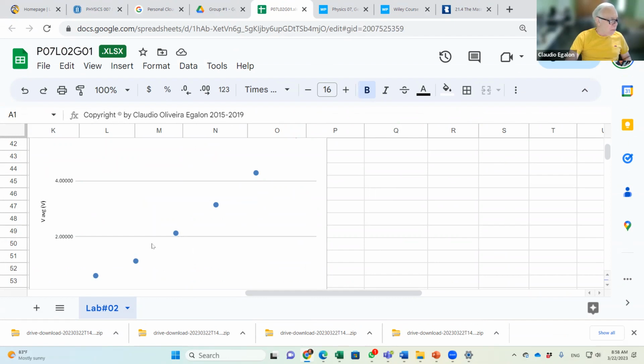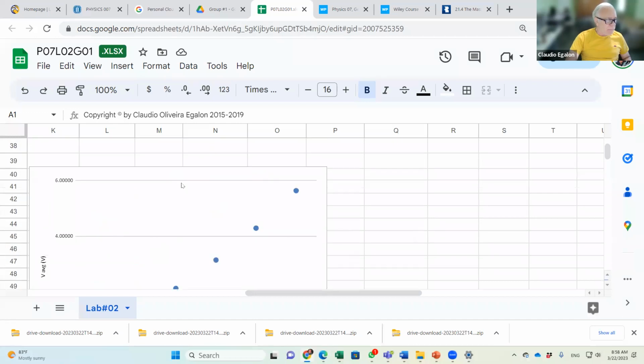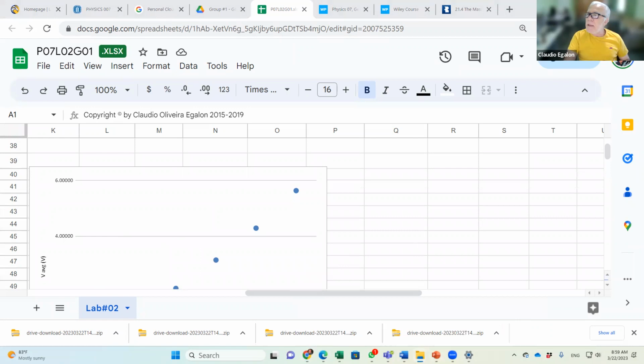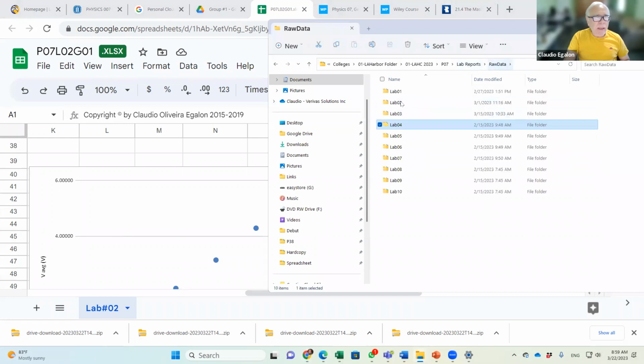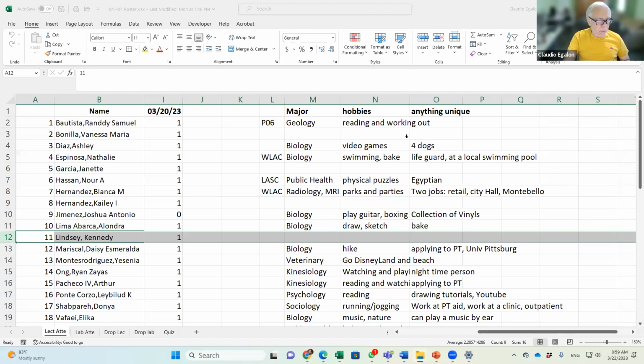Now this is group number 1, for instance, right? For instance, I don't see the R square and the regression equation here. Let's see what this group did. Most likely this group did it right, and it just doesn't show properly in the Google Drive. That's going to be lab number 2, right? Lab number 2.